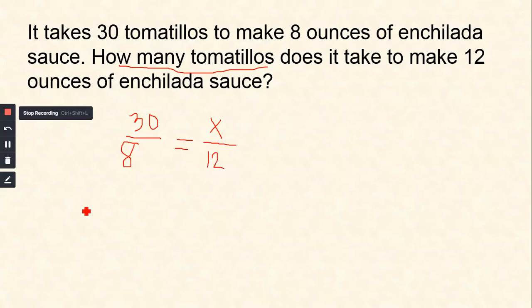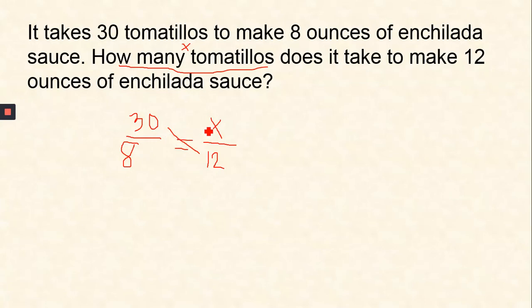Okay? How do we do this one? Your tomatillos is on the numerator and your ounces is on the denominator. So do the same thing here. How many tomatillos? That is represented as the variable X, so it must be on the numerator also, divided by 12 as the enchilada sauce. And then after that, apply again the cross multiplication.